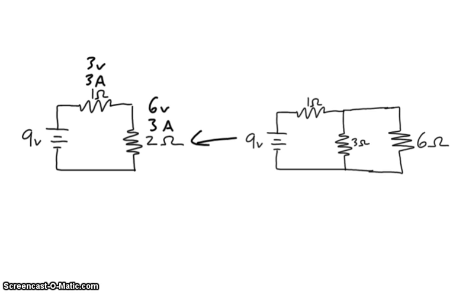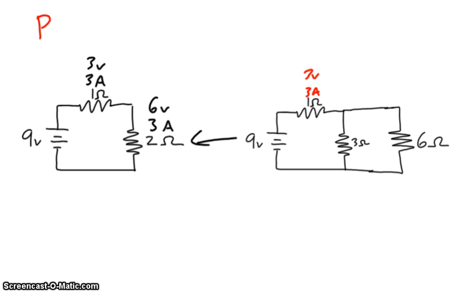And now we ask ourselves, well, what do we have? Well, I know that the 1 ohm is still 3 amps, and that's still 3 volts. That's good, wonderful. But what do I know? How can I split this up? Because it came from a parallel.